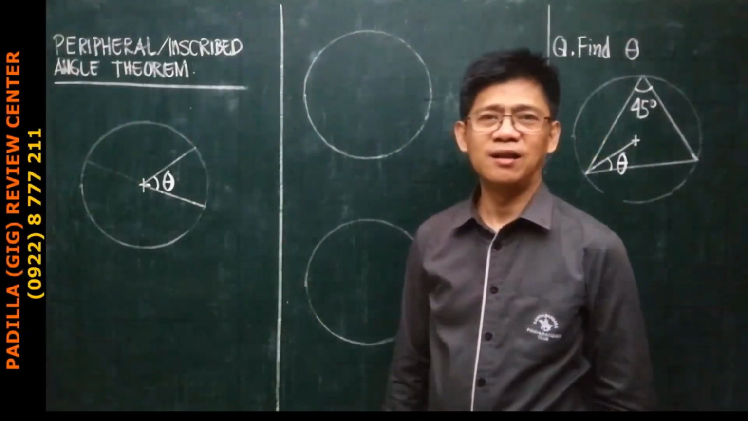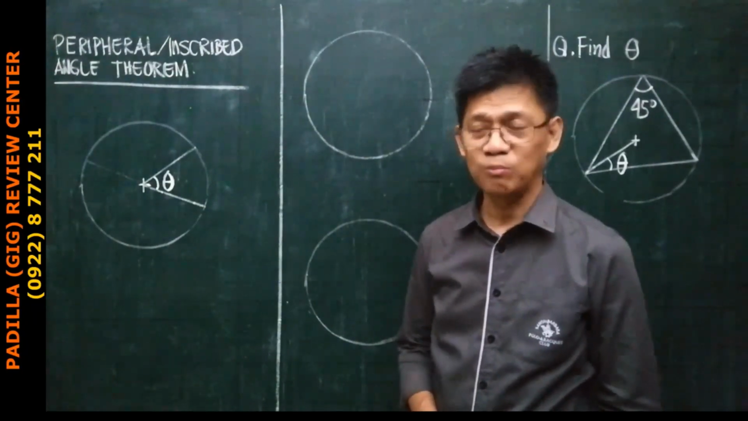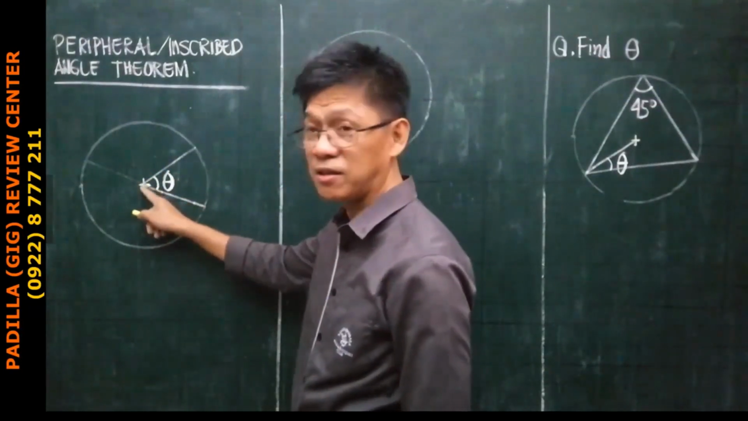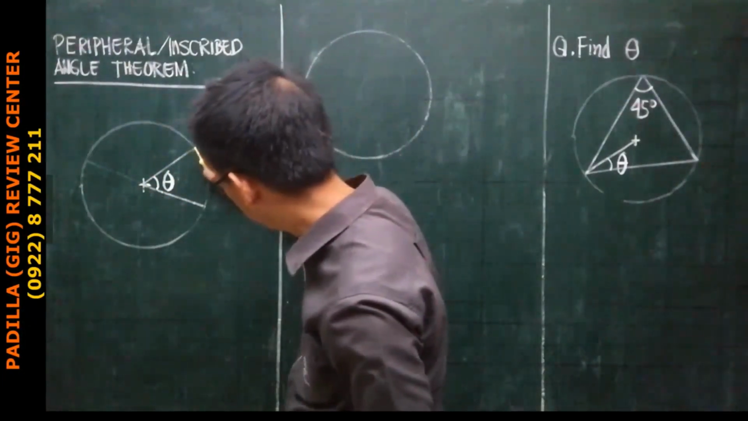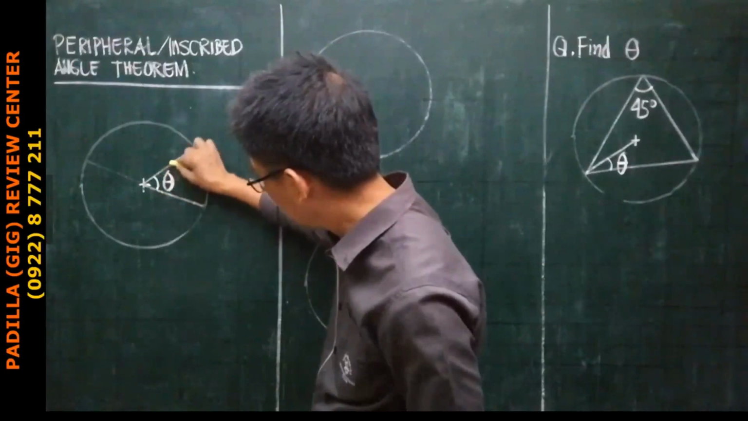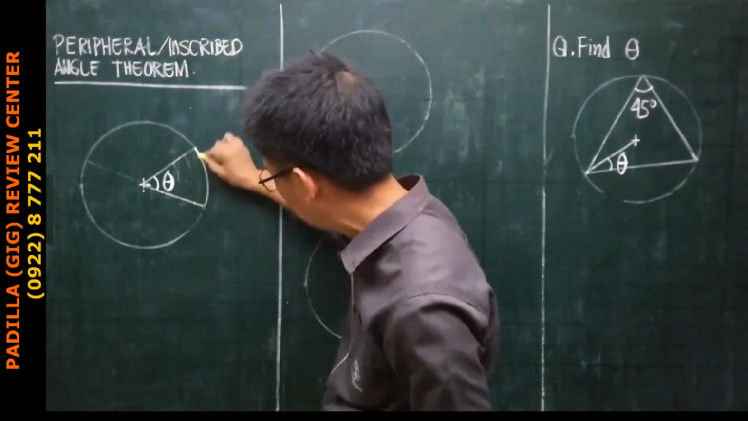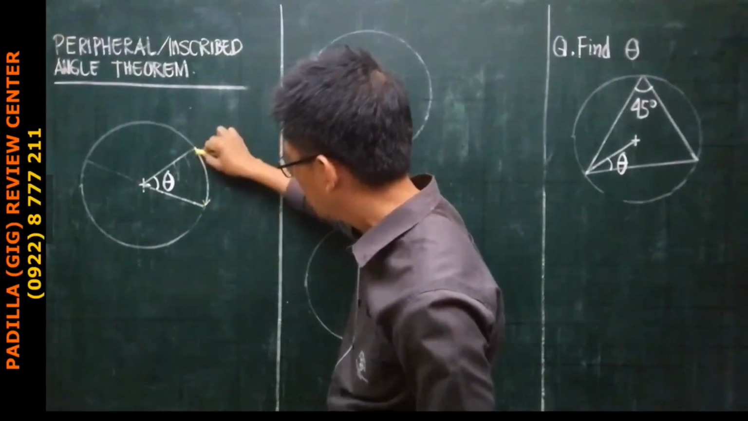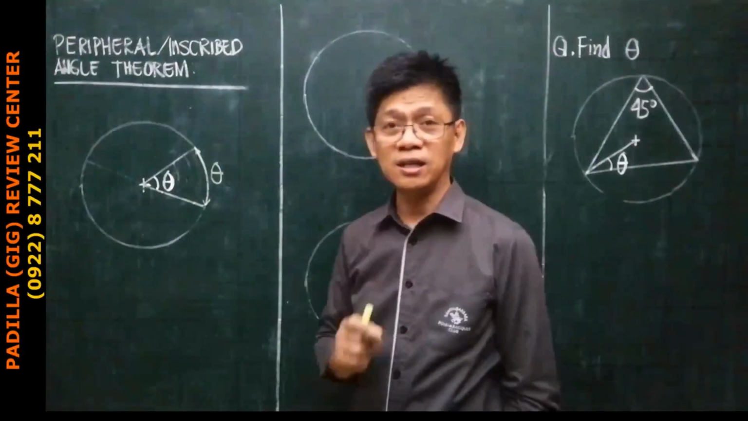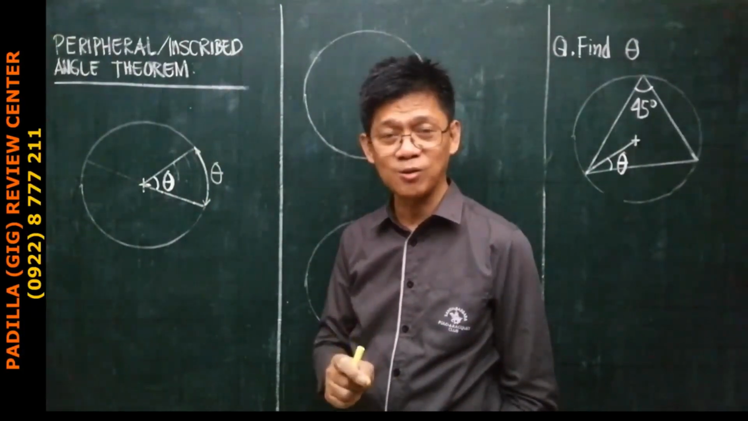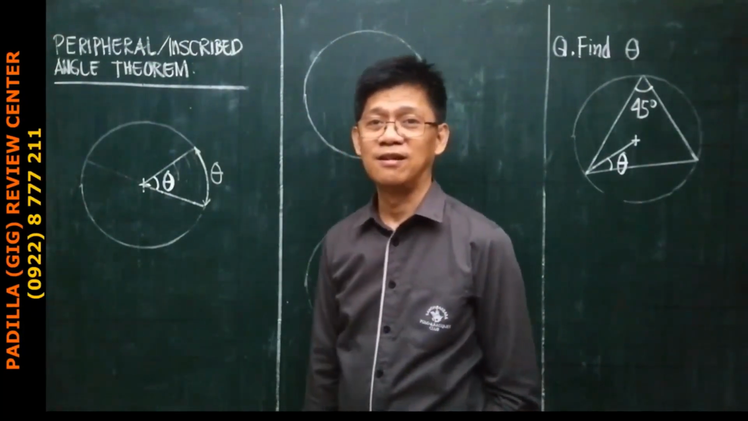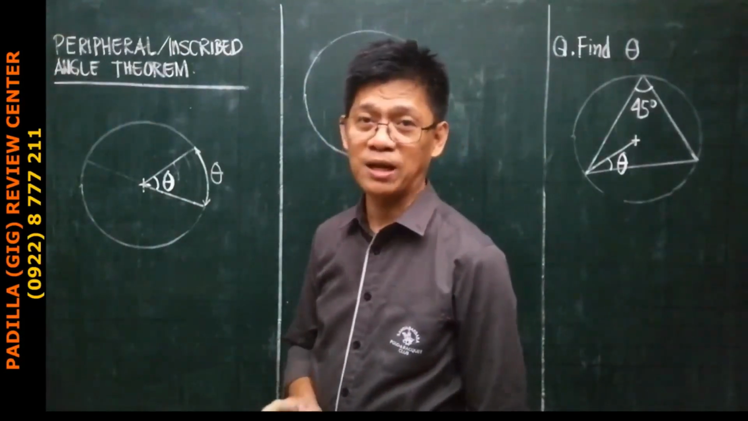What is a peripheral or inscribed angle theorem? If I have this circle and this is the center, the angle subtended by this arc is the central angle theta. In terms of angular measure, it is theta. In terms of linear measure, it is s, which I presented a while ago as equal to theta times r.